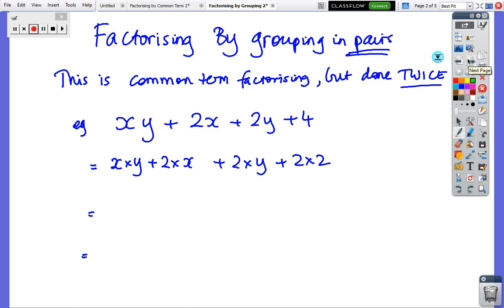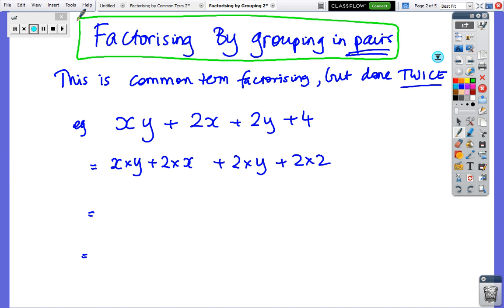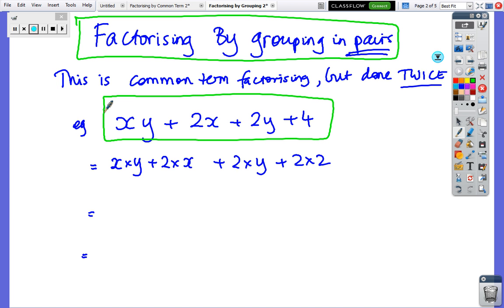Okay, so we're looking at factorising by grouping in pairs. So this is common term factorising, but basically we do it twice. So here's an example. And in the first step, all I've done is I have written out the factors of xy, the factors of 2x, the factors of 2y, and the factors of 4.